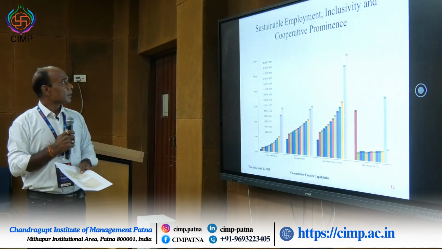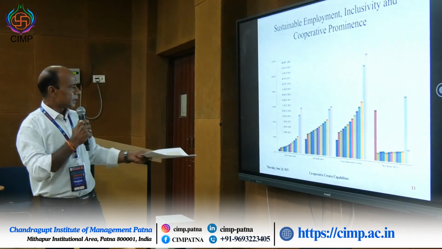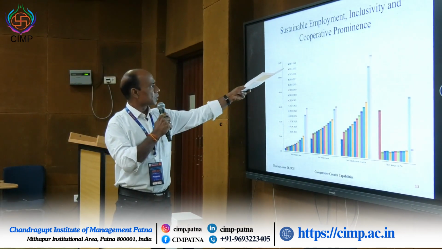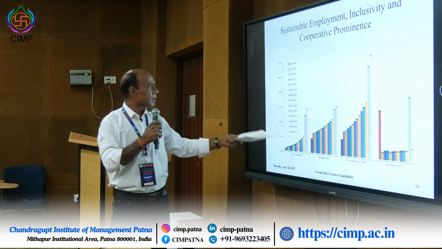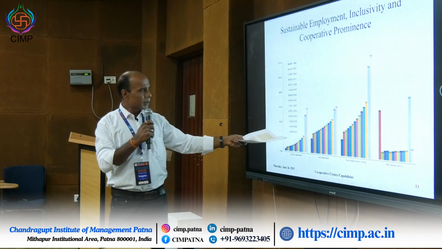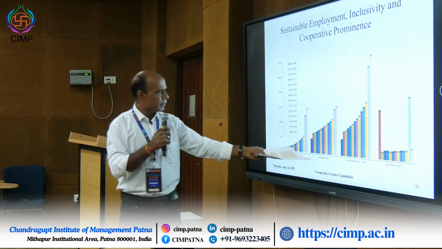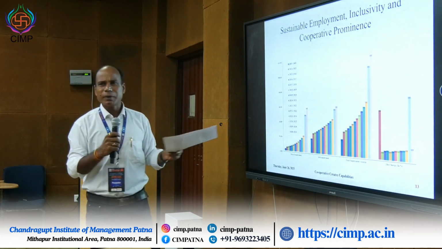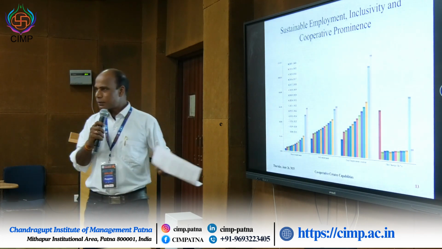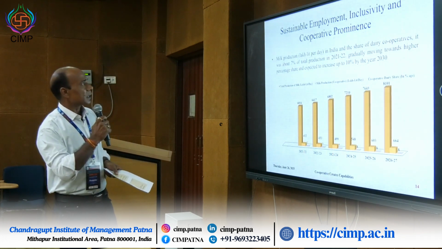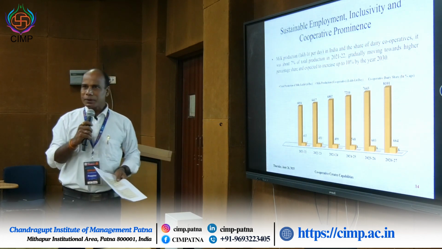Next. Sustainable employment, inclusivity and cooperative prominence. If you see, in the year 2007-8, there was a small number of direct employment and self-employment was more than that. And by 2030 or 31, it will increase up to 60. Direct employment and self-employment is about 11 to 12 crore jobs created by the year 2030 in the cooperative sector. Please come to the conclusion part. Sustainable employment, inclusivity and cooperative prominence. This is milk production, cooperative milk production.